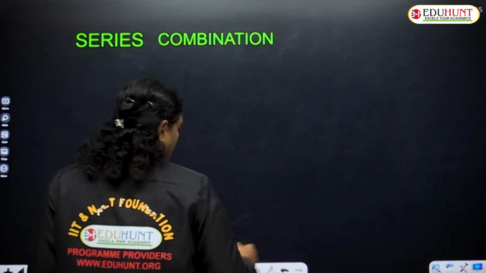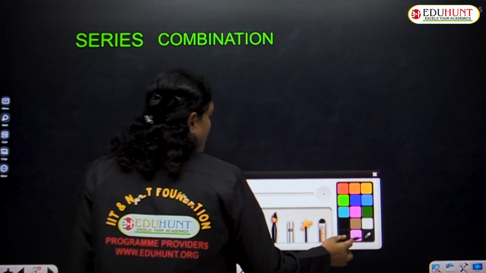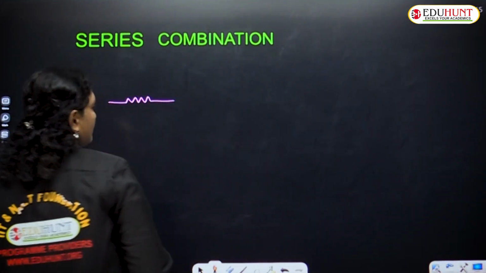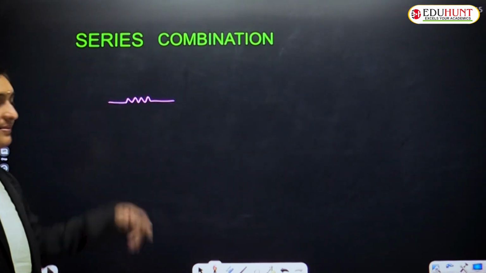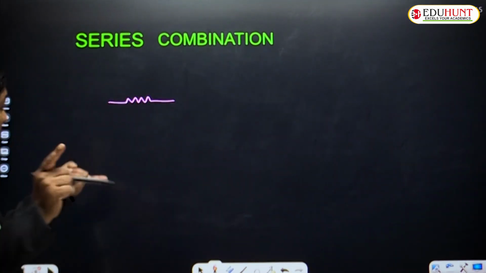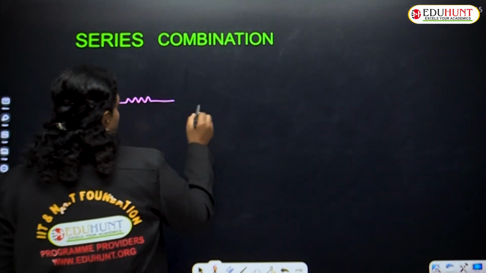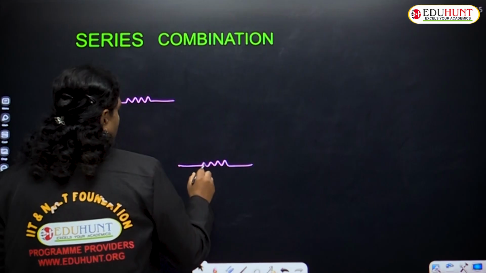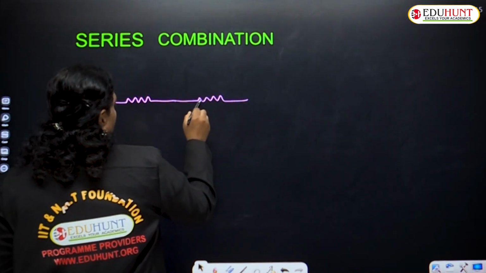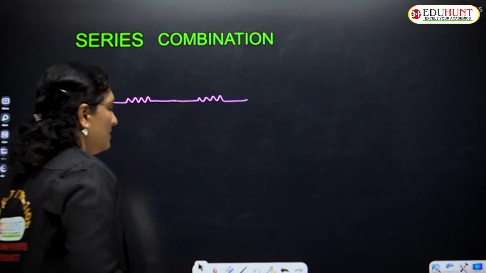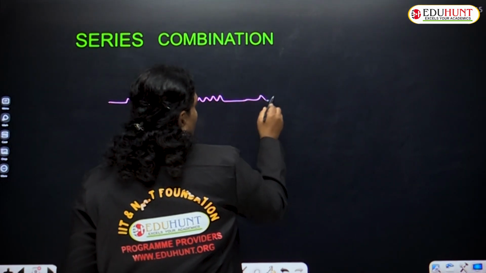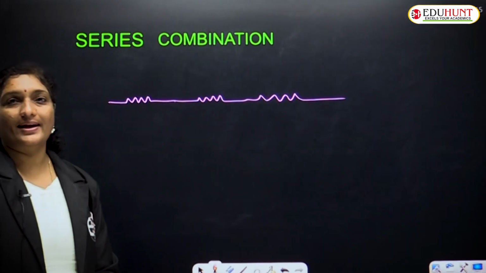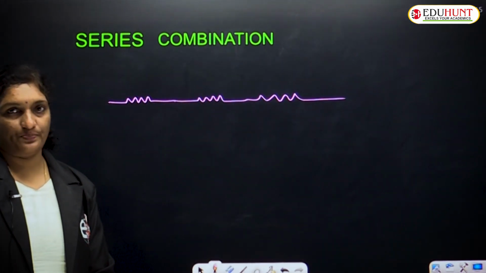As we know, the symbolic notation for a resistor is something like this. This is one resistor. Suppose you would like to join two different resistors, then that is the first resistor and this is the second resistor. The ends of the two wires should be joined like this. Three resistors can be joined something like this. This type of combination is called a series combination.